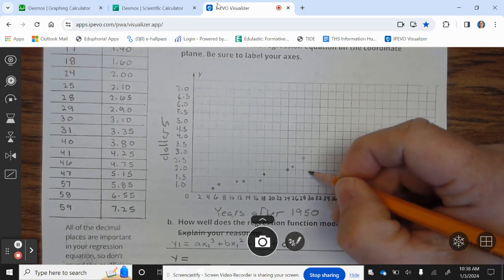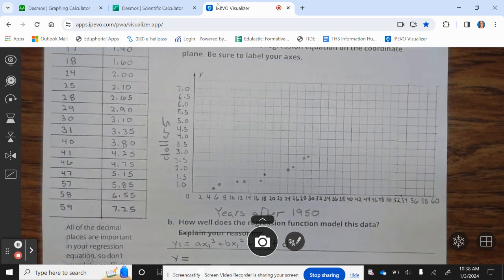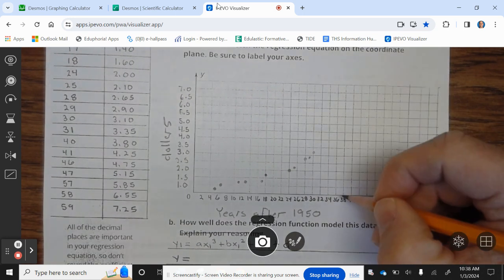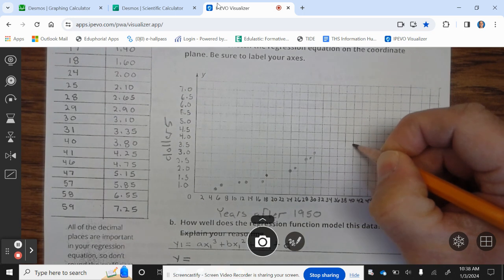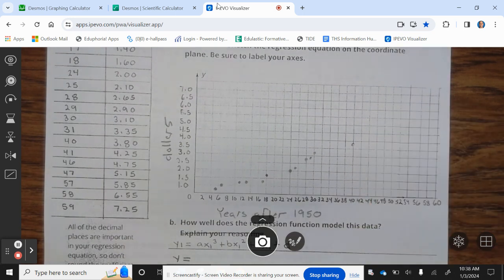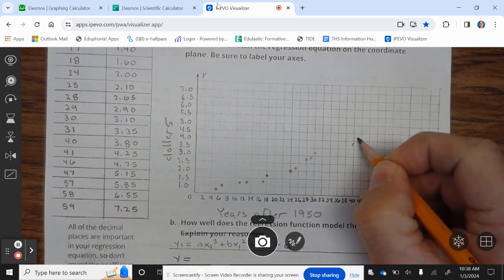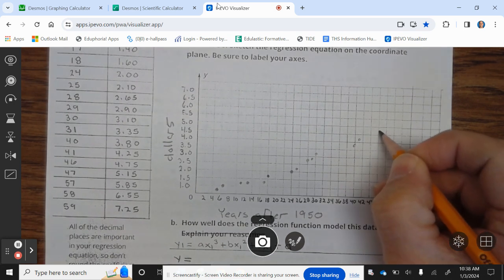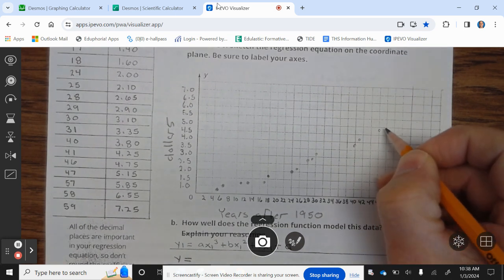29 is 2.9. 30 is 3.10. 40 is 3.8. 41 is 4.25. 46 is 4.75. 47 is 5.15.